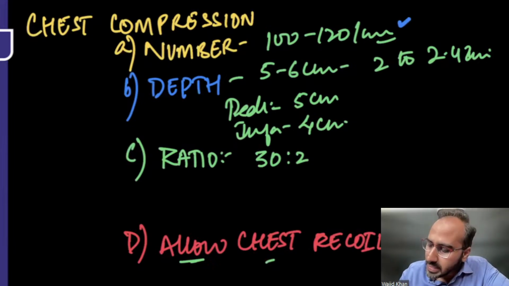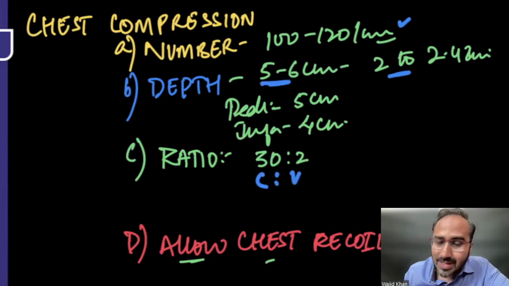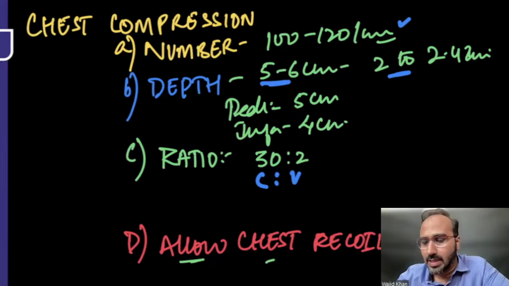The depth of compression should be 5 to 6 centimeters or 2 to 2.4 inches. The compression to ventilation ratio should be how much, guys? It should be 30:2. Okay? And then you have to allow the complete chest recoil, right?